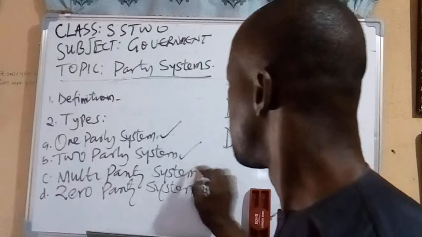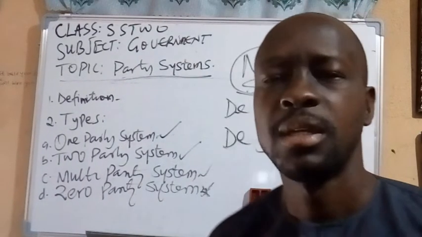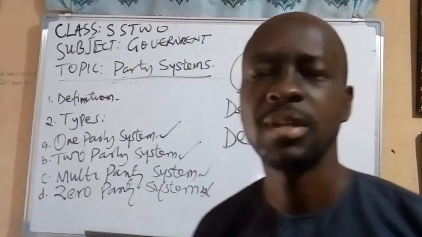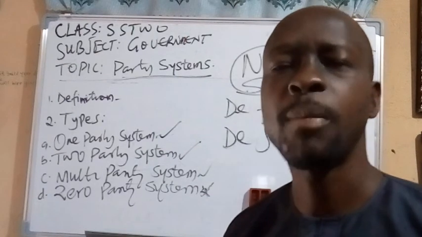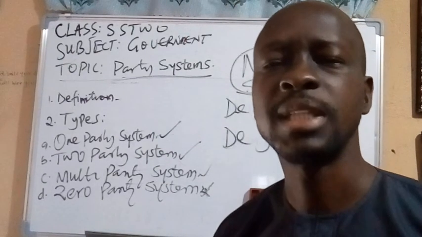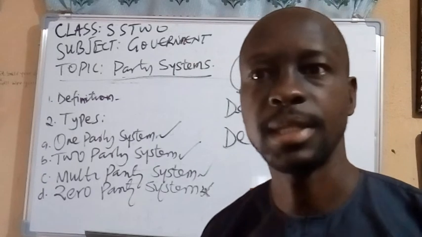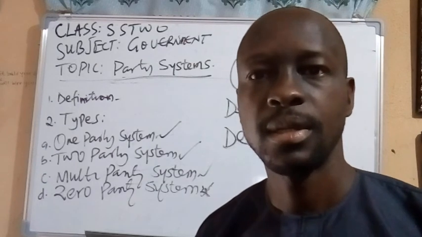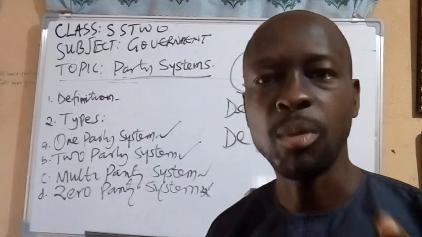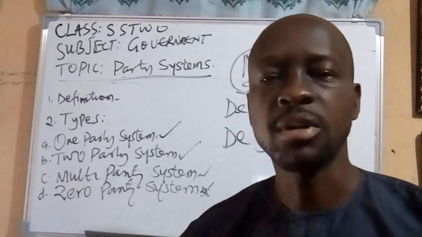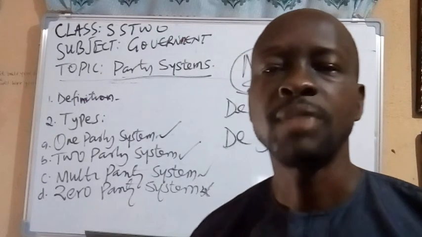Okay, let us look at the multi-party system. You can see the name multi. The name multi means many. So where we have three or more political parties operating and capable of winning elections, we say there is a multi-party system. That is where we have a very robust democracy, where we have so many parties.